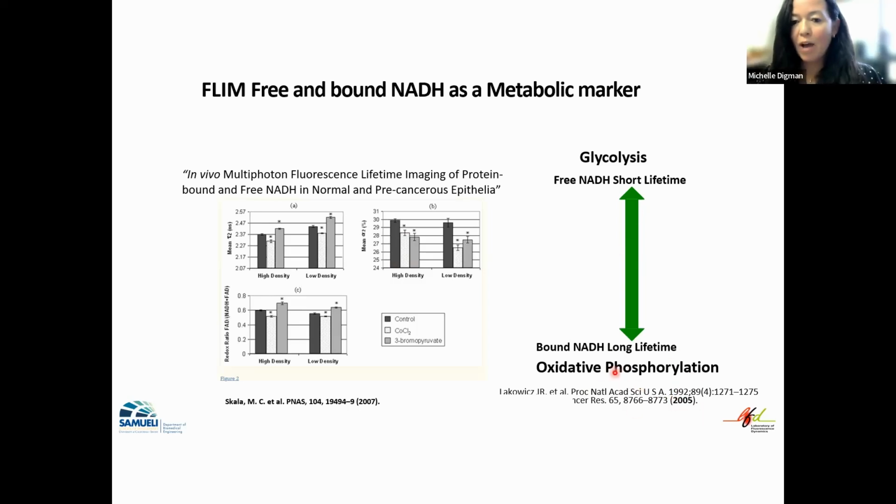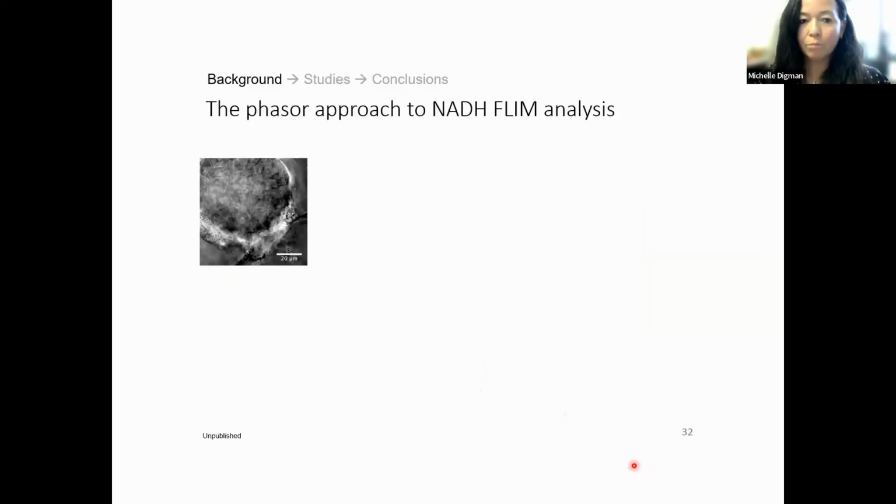And the reason that you have a free to short lifetime for NADH is due to the conformation of NADH. So when it's in a free form, these two moieties of the ring structures overlap, they self-quench, so you have very short lifetime. And then when it becomes protein bound, this substrate opens up and the lifetime gets much longer.